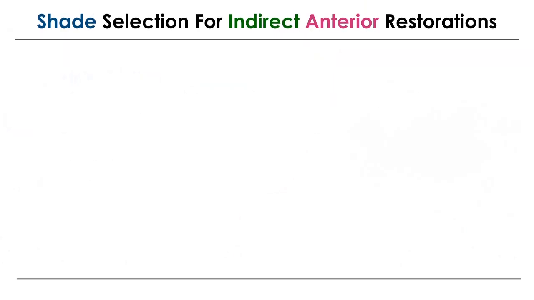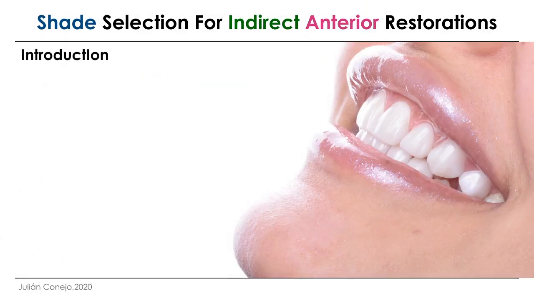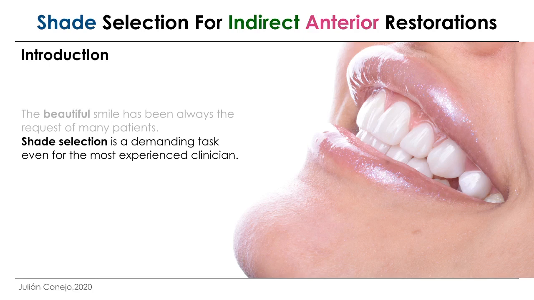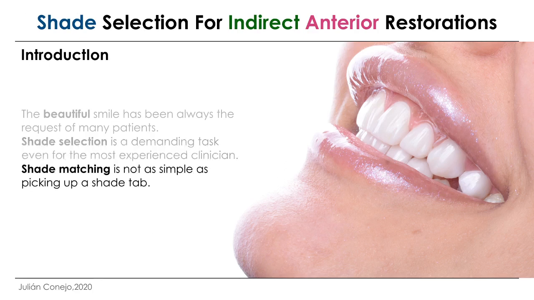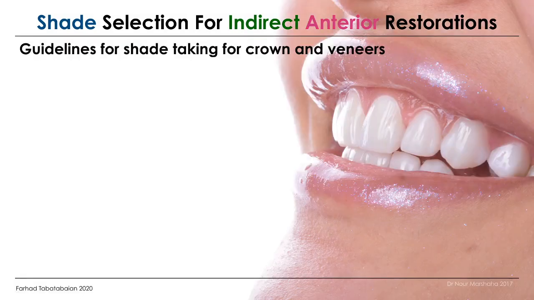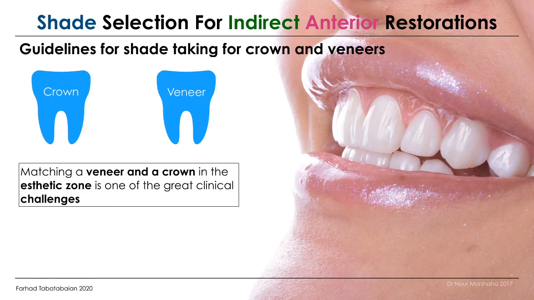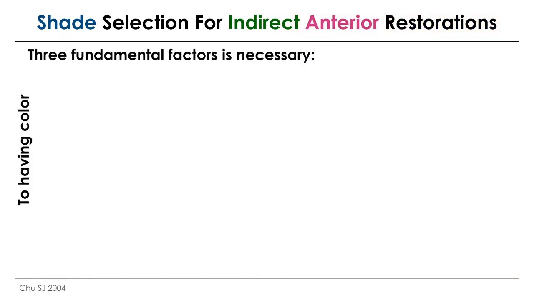differences. For the introduction, we know that shade matching for indirect ceramic anterior restorations with different types of restoration has always been a challenge for clinicians and dental technicians, and the preferred smile has always been the request of many patients. It's not as simple as only taking a shade. There are many factors that affect taking the shade between crowns and veneers for the anterior dentition, especially when the adjacent teeth present variations in stump shades. Matching a veneer in the aesthetic zone is one of the great clinical challenges.